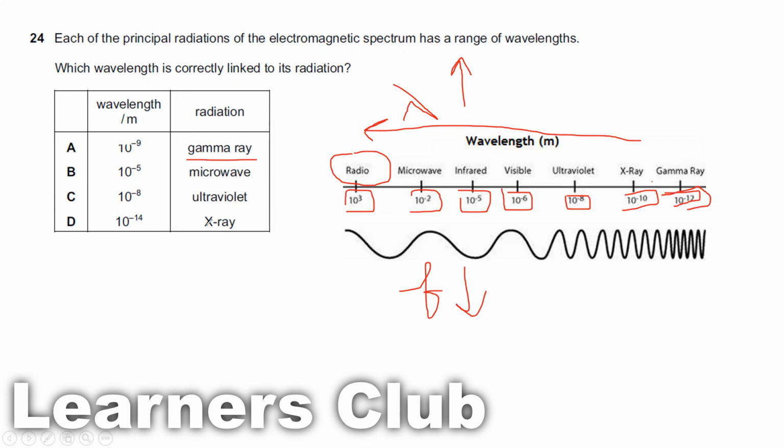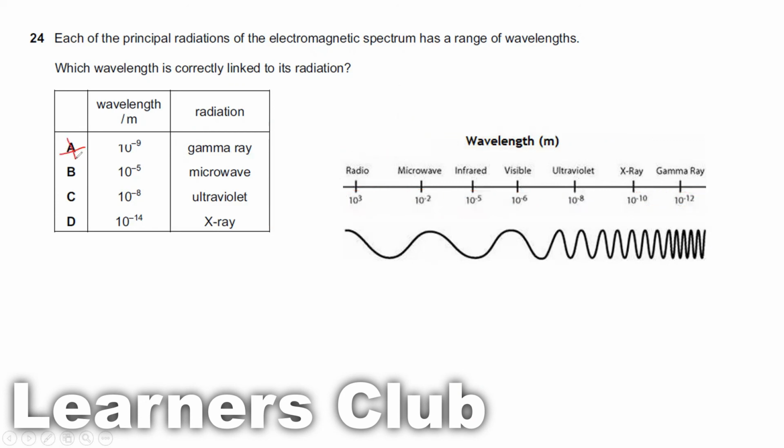Gamma ray, if you observe, is somewhere around 10 to the power minus 12. So this option is not correct. Microwave is 10 to the power minus 2. So again, 10 to the power minus 5 is incorrect. Ultraviolet, 10 to the power minus 8. This should be correct. X-ray 10 to the power minus 12 is completely wrong. So the correct answer is option C.